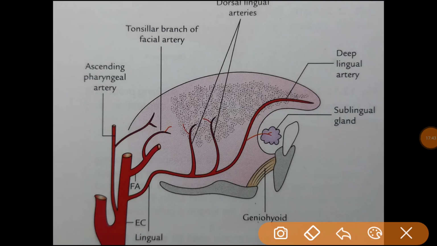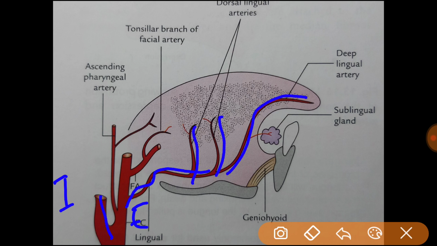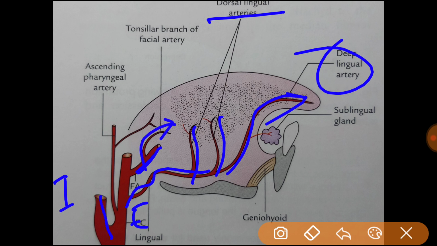Here the common carotid artery bifurcates into the internal carotid artery and the external carotid artery. The external carotid artery, through its lingual branch, gives the major part to the tongue: the deep lingual artery and the dorsal lingual artery. Next is the posterior part, which is supplied by the tonsillar branch, and the next branch is the ascending pharyngeal branch. This gives the major contribution.